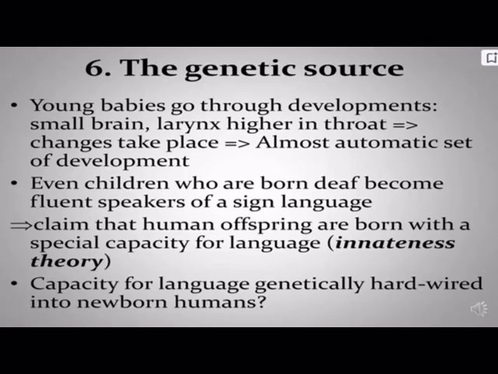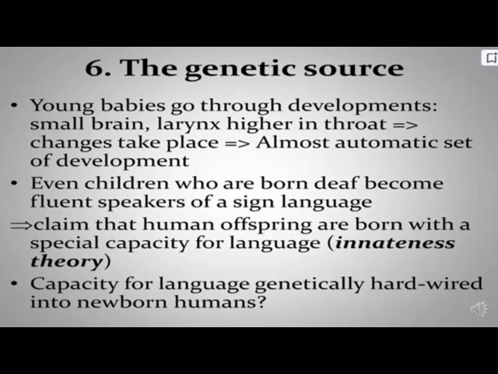So almost automatic set of development is the genetic source. Like in the environment, a baby is growing up, the things that are present in the environment, he or she will automatically acquire, and then the outcome will be the same for a person living in the same environment, right?